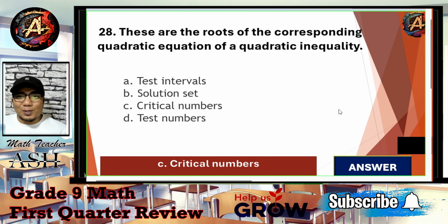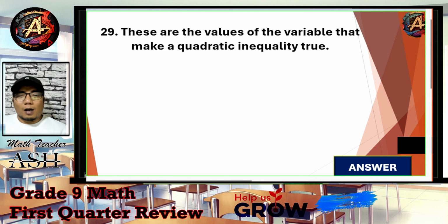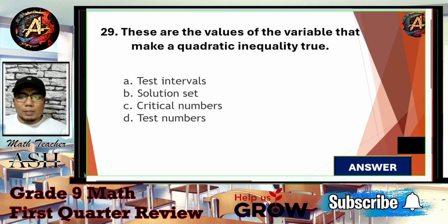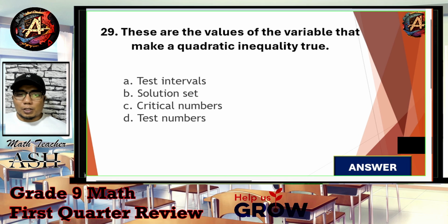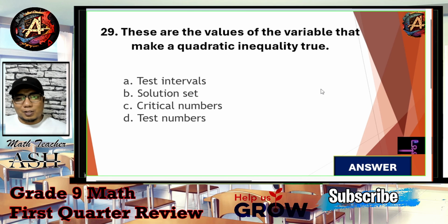Alright, now let us go to question number 29. These are the values of the variable that make a quadratic inequality true. Is it A, test intervals, B, solution set, C, critical numbers, or D, test numbers? I'll give you 5 seconds to think about your answer.